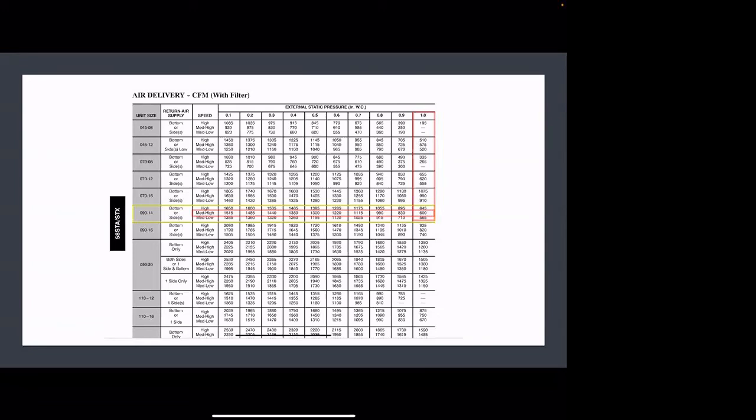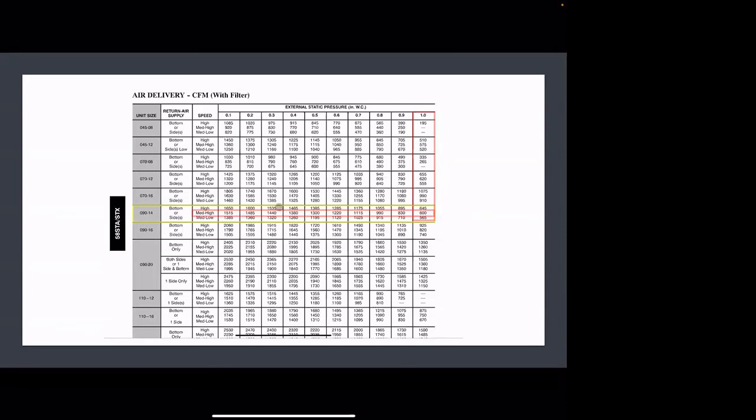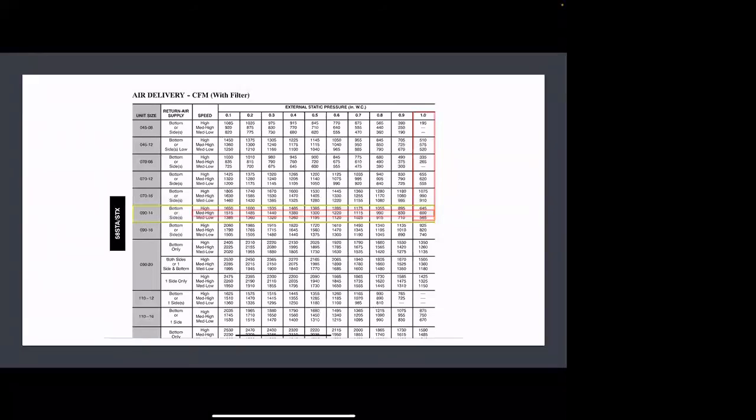What did it call for? What did it want? 1375. So you see how far that dropped down? It dropped down greater than over half of the airflow that that furnace wants. What do you think is causing that furnace to overheat? Lack of airflow. We're not moving enough air across that heat exchanger. The heat is sitting in that heat exchanger.